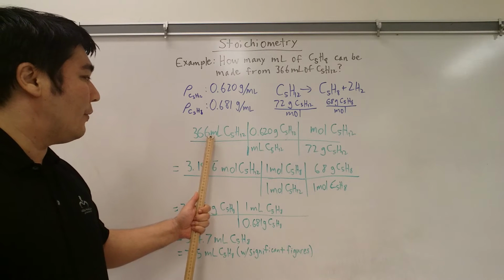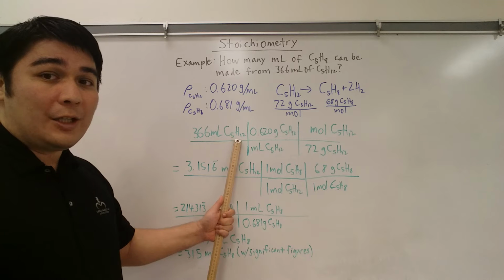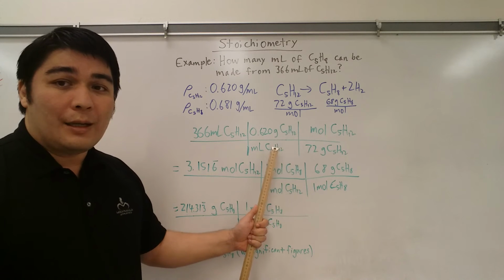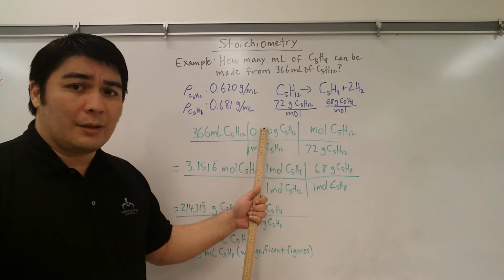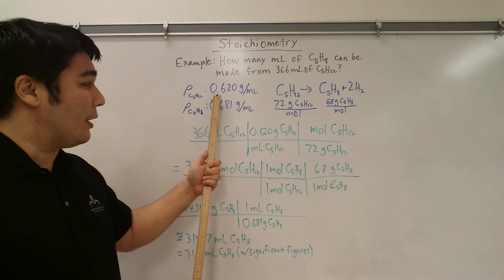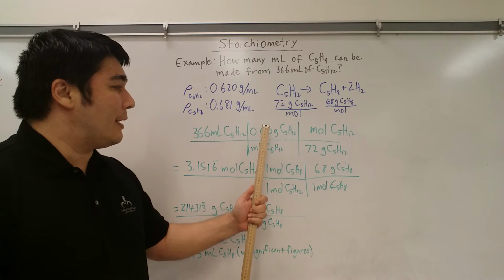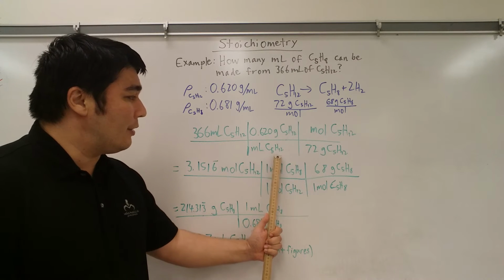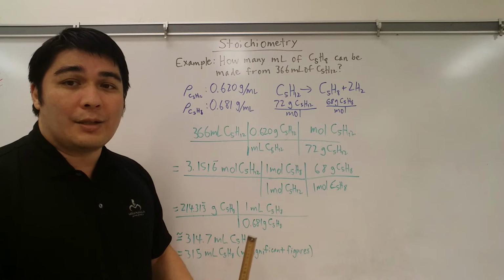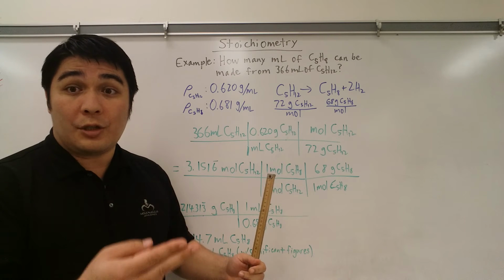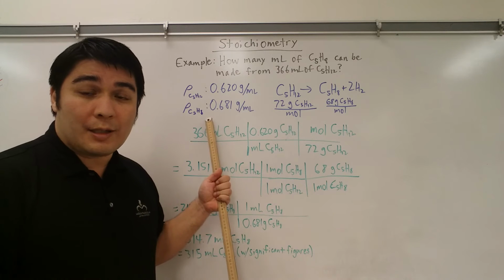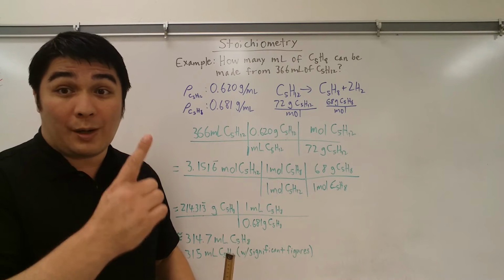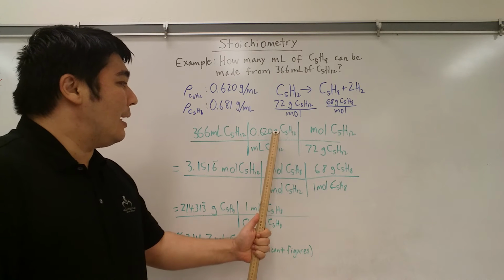So here we go. We're going to start by converting milliliters of C5H12 into grams, and to do that, we need our density, and that's why I gave that over here. So we multiply by the density. Notice that milliliters of C5H12 cancels with milliliters of C5H12, and just like 2 divided by 2 is still 1, same thing with this, milliliters of C5H12 divided by milliliters of C5H12 is still 1.